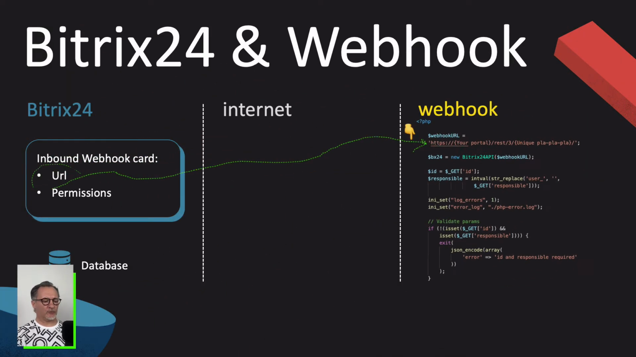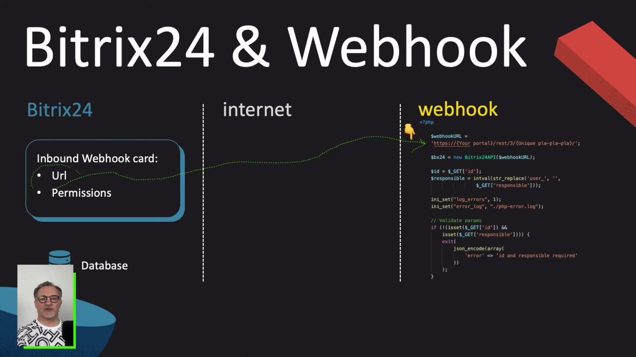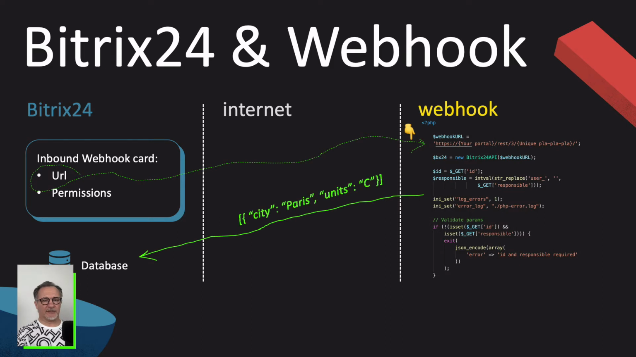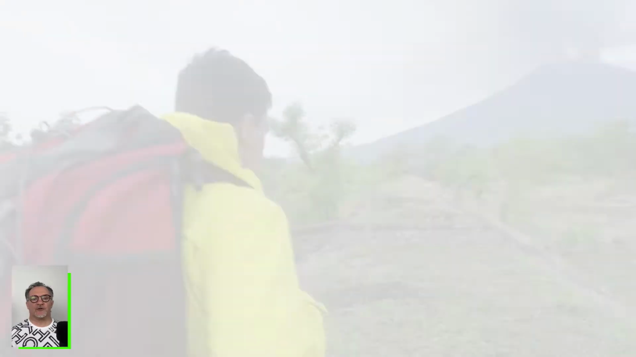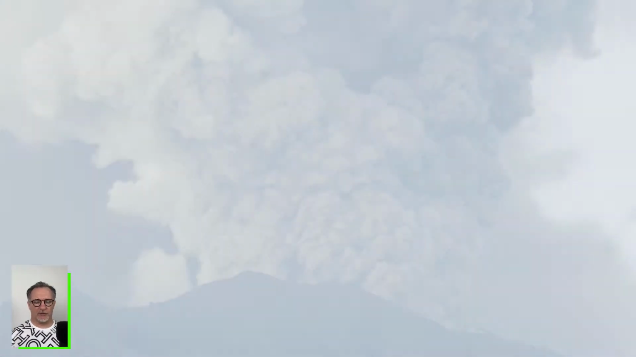Imagine for a second that our webhook needs to know the average temperature in Paris, and your Bitrix24 does have such an information. Your webhook will send a JSON file containing city, Paris, units, Celsius, to Bitrix24 using the secret URL we've described just above. And we'll immediately give the response like that one. Low is 16, high is 23. Cool?